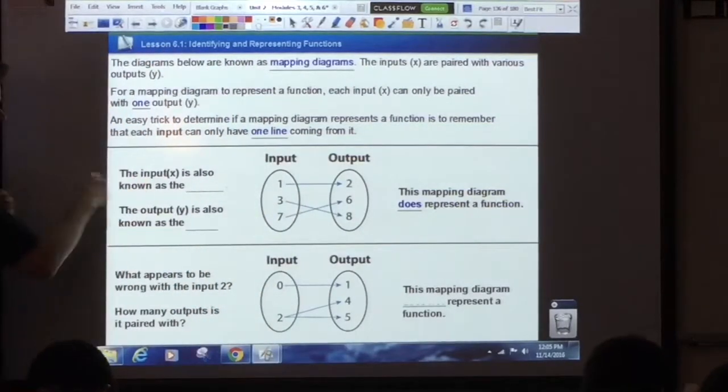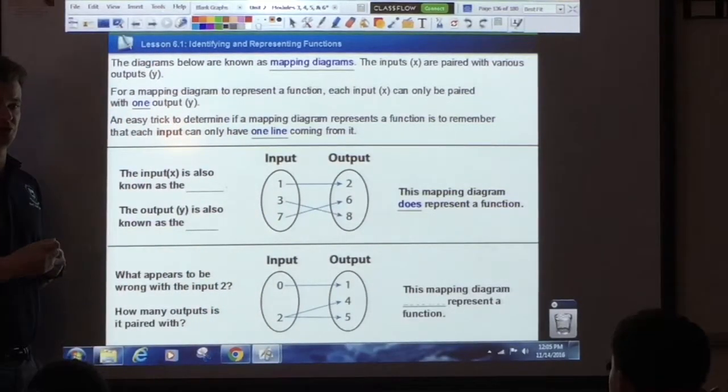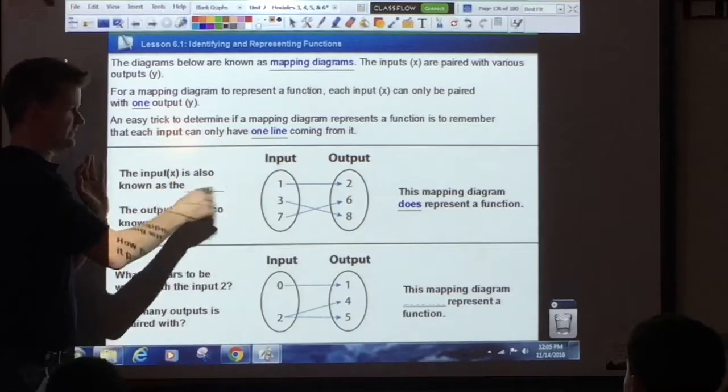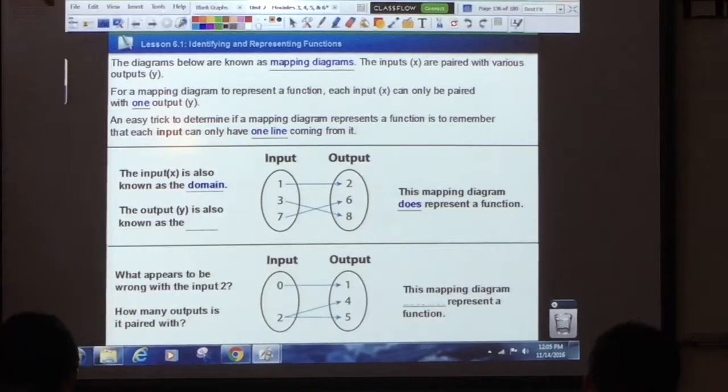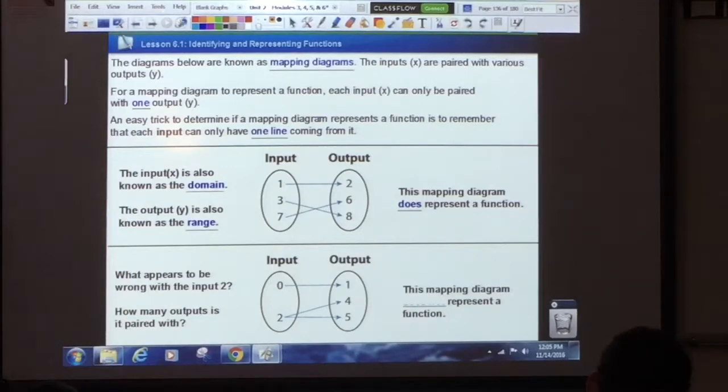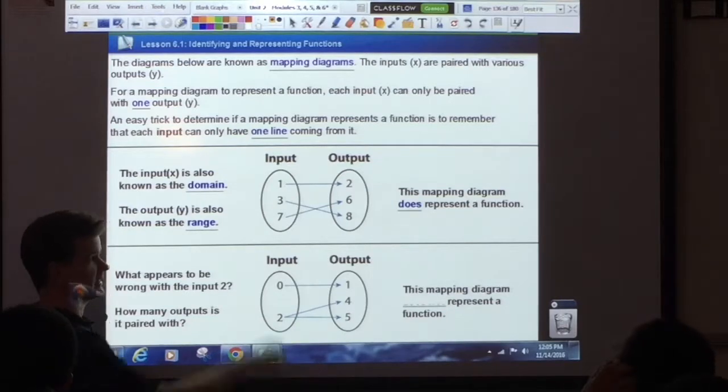Now, this part right here is not required at this grade level, but I'd like you to know it so when you get to the next grade level, you know what they're talking about when you see it. All the inputs, all the x values, are also known as the domain. And all the outputs, all the y values, are known as the range. Home on the range. Remember range, Mr. Wilson?